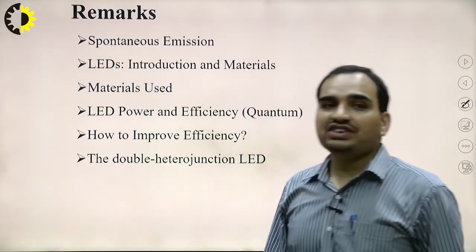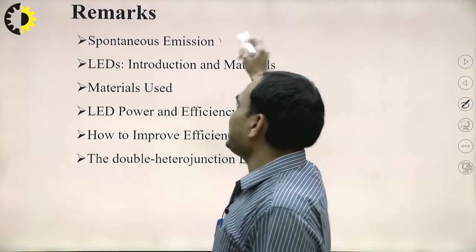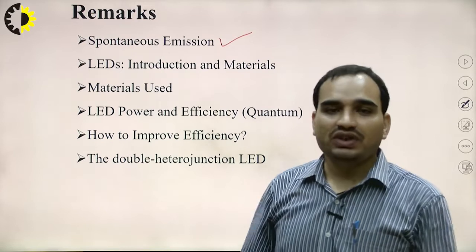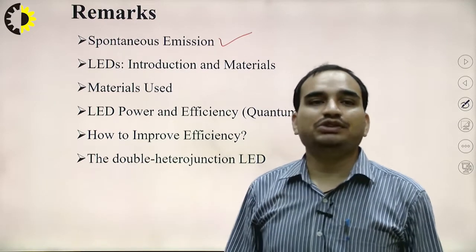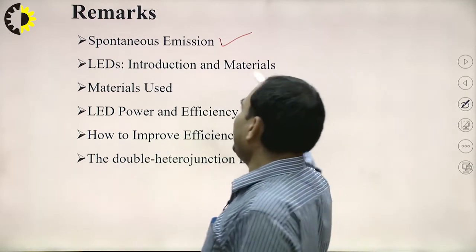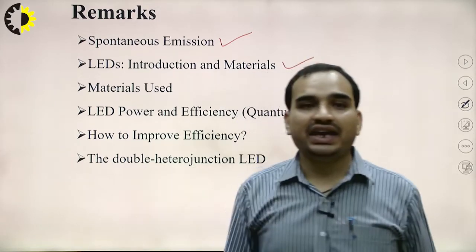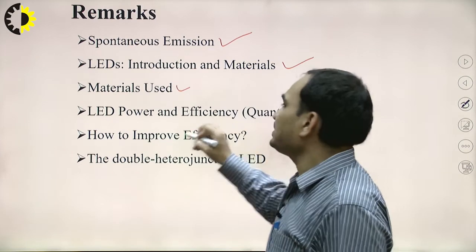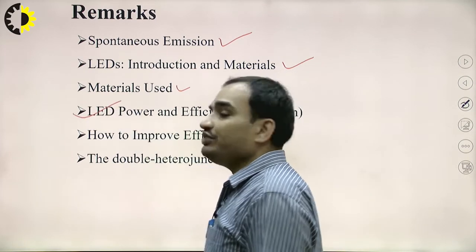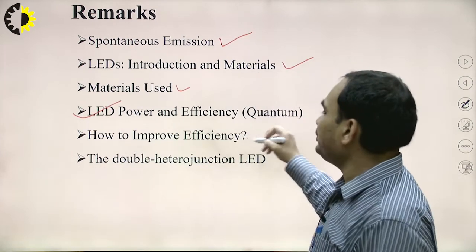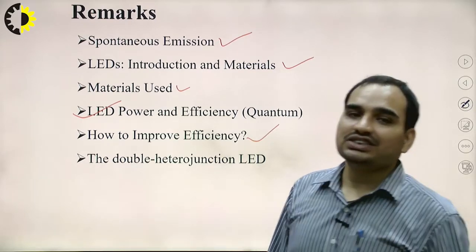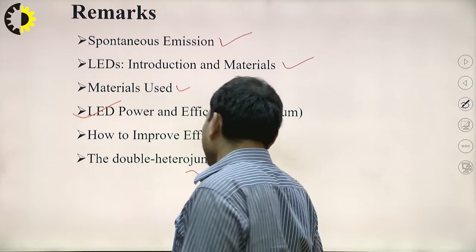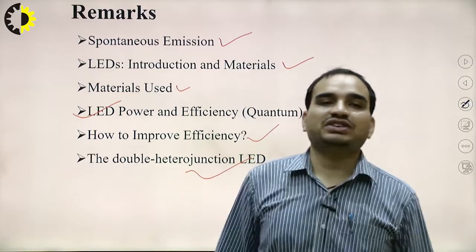In this lecture, we have discussed spontaneous emission, because LEDs follow this principle, along with the introduction and the materials used to fabricate LEDs. After the materials, we discussed LED power and its efficiency and how we can improve the efficiency of the LED, and the last part was the double heterojunction LED. So here I am going to stop this lecture. Thank you.